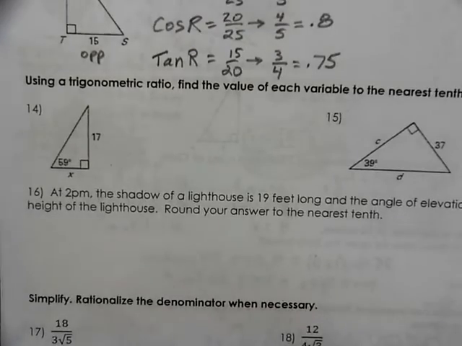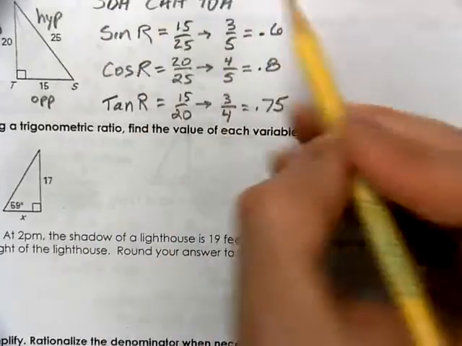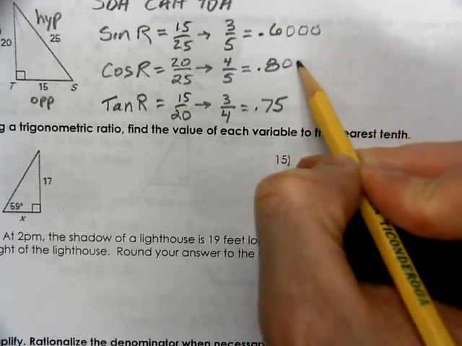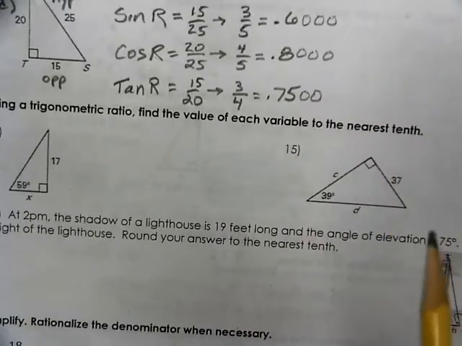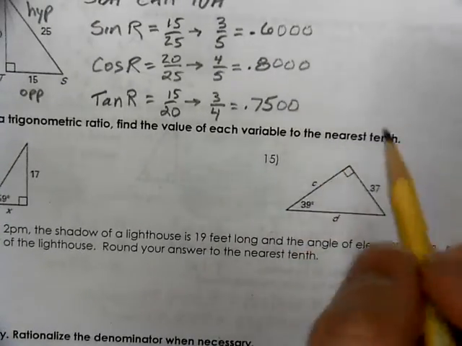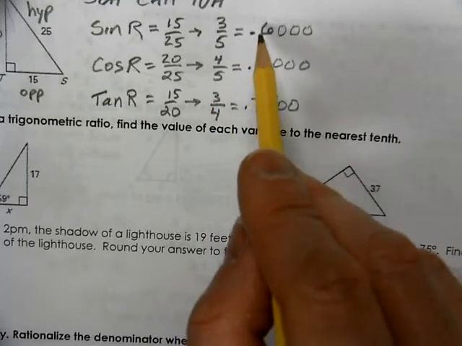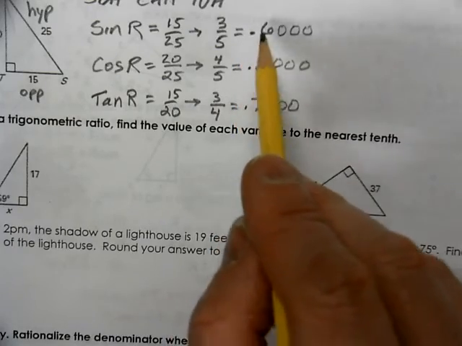If we were going to round these to 4 decimal spots, they would just have zeros after them to produce those 4, because each of these examples are terminating. The decimal doesn't go on.